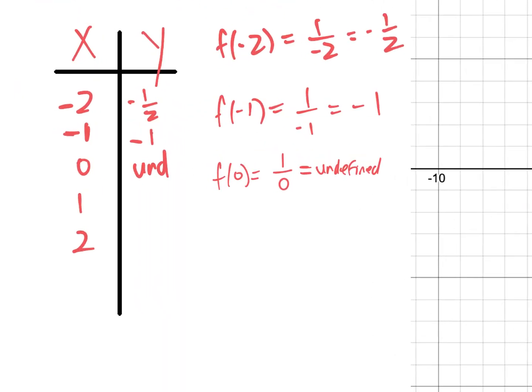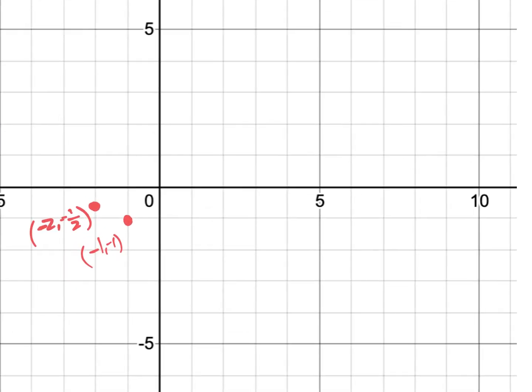So let's keep going. Let's see the formation of this graph. So I'm going to graph f of 1, which is 1 over 1, or just 1. And then finally f of 2, which is 1 over 2, or just 1/2. Okay, so let's graph these 2 points, 1 comma 1, and then 2 comma 1/2.